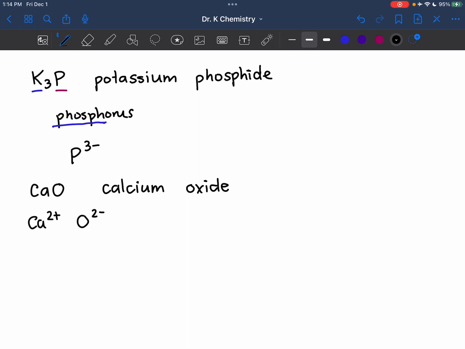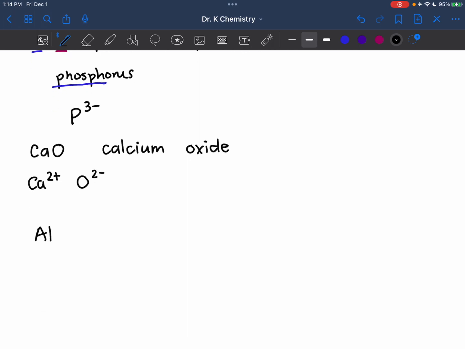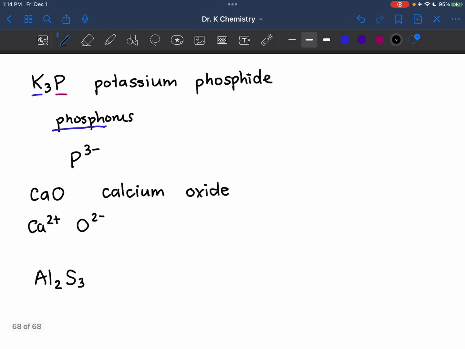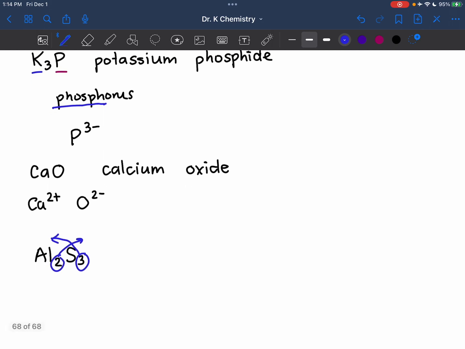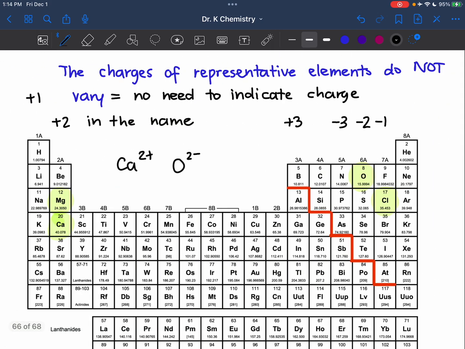Okay, let's do one more. Let's make that a little bit interesting. Okay. So here we could uncross charges. We could give the 3 back to aluminum and the 2 back to sulfur, which would give us a +3 charge on aluminum and a -2 charge on sulfur. And we could also, of course, figure that out by using the periodic table. Aluminum is in group 3A, so it would have a +3 charge. And sulfur is in group 6A, so it would have a -2 charge.